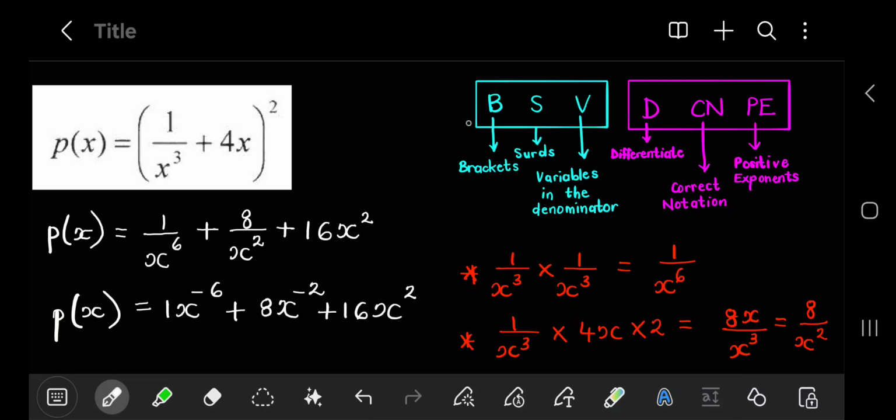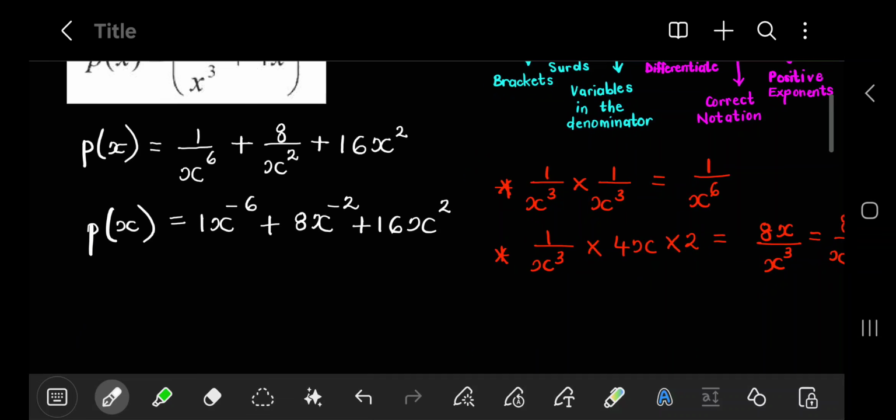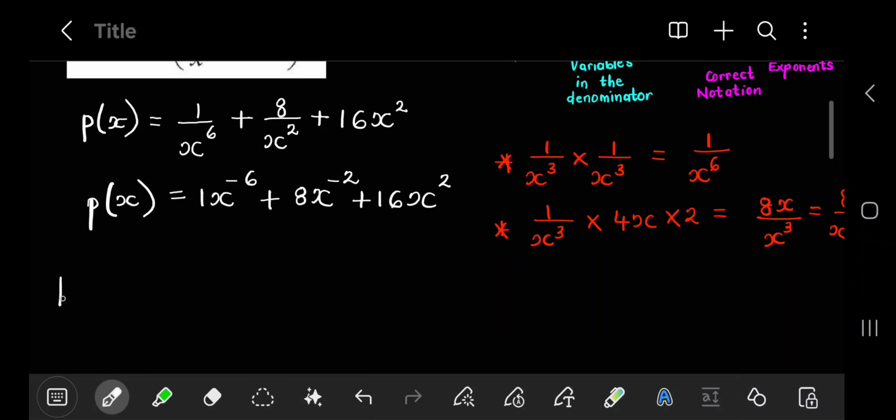So we've gotten rid of the brackets. We don't have any surds. All of our variables are now in the numerators. We are now ready to differentiate. When we differentiate, we will write down the left-hand side as p prime x. So remember the rule. You take the exponent, multiply with the coefficient. Here, negative 6 times 1 is negative 6. And you minus 1 from the exponent. So negative 6 minus 1 becomes negative 7.